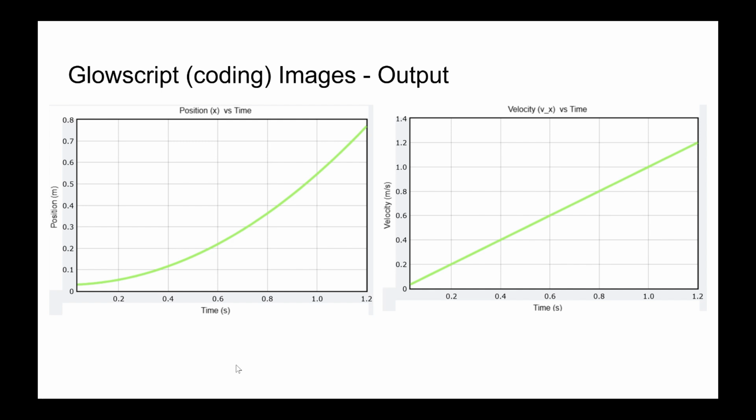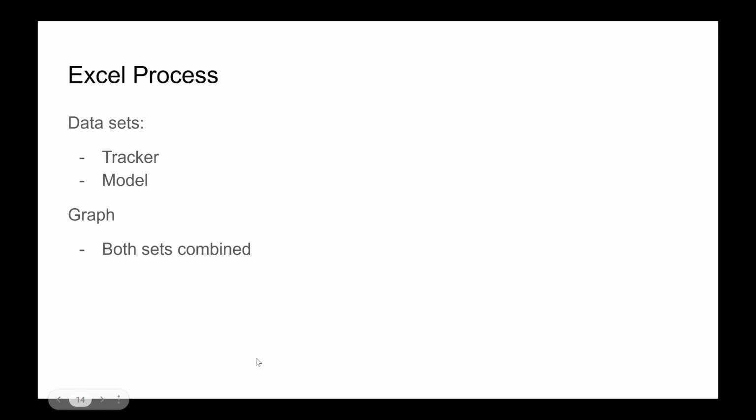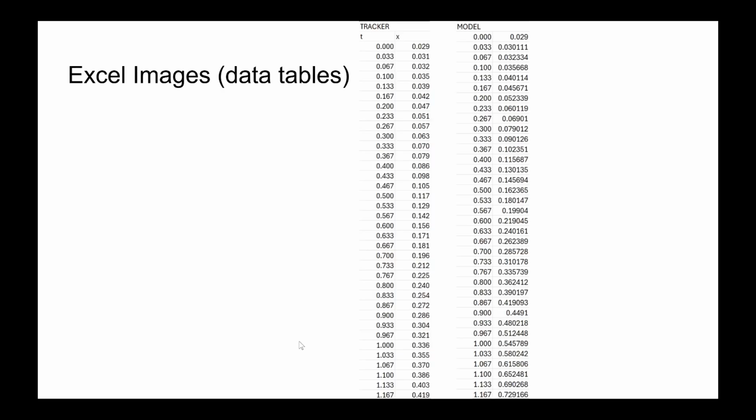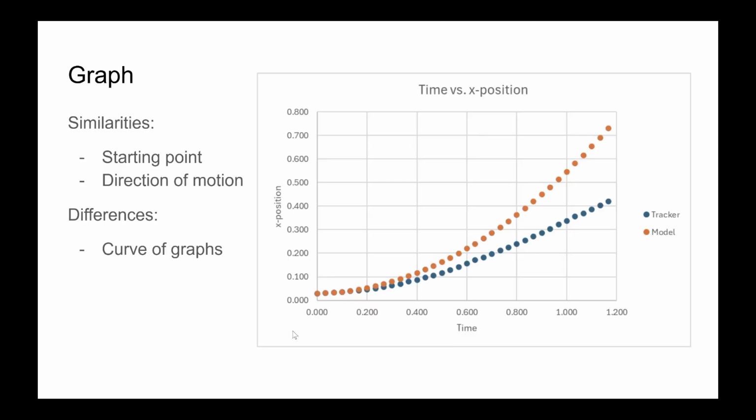And then I put the data into Excel. There are two sets of data, the tracker data set and the model data set, and I graphed them both together. So here are the two data sets, and here's the graph that you saw earlier. And so similarities, they both have the same starting point and direction of motion. The difference is the curve is a little different. The model's curve is a bit higher than the tracker.